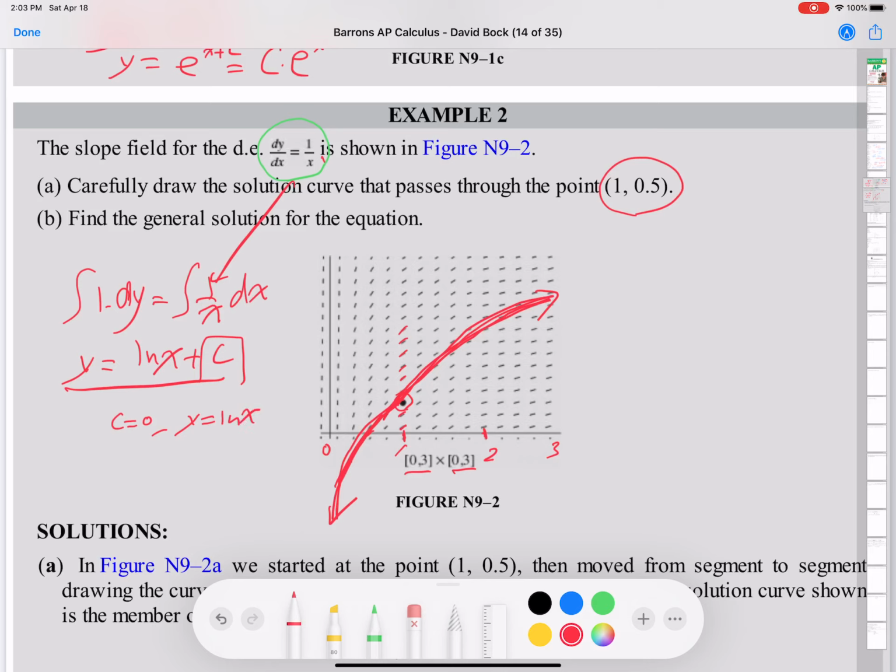The ln x graph looks like that. Yep, same shape, but the x-intercept is 1. But in this case, it's not 1. So you can find c, because y equals ln x plus c, and that graph passes through (1, 0.5), so 0.5 equals ln 1 plus c. c is 0.5. That means what? This y-intercept is 0.5.